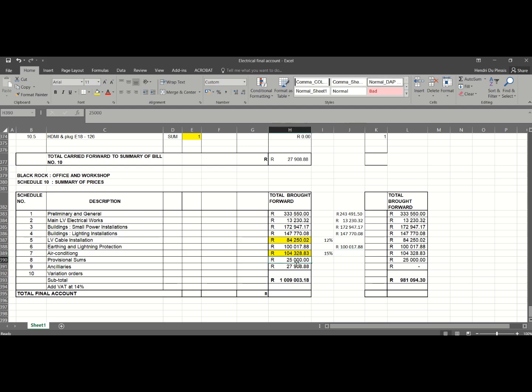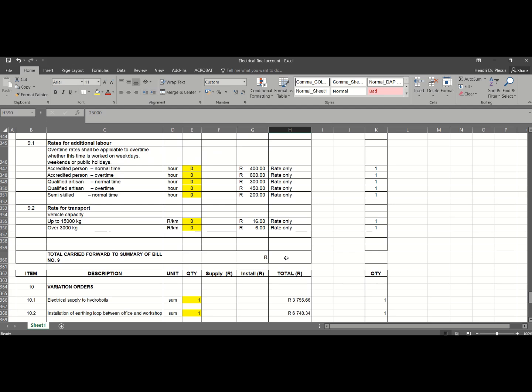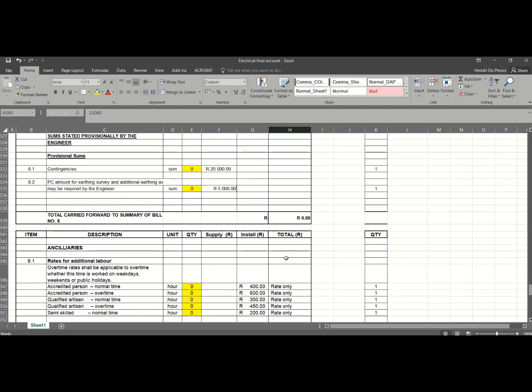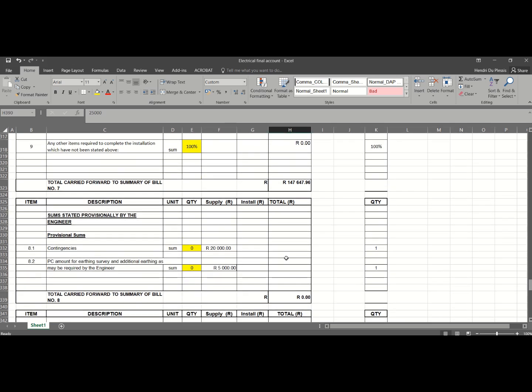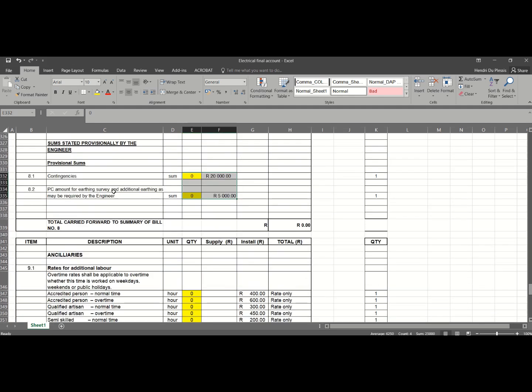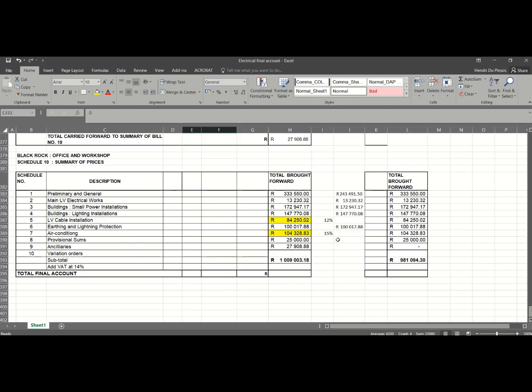The provisional sums, you have to go through the provisional sums to see what's included there. So let's just see what is stated provisionally. Okay, so it's contingencies and PC amount. Okay, so these items are not really applicable, so that was a place where the electrical engineer actually hid some of his costs for later use. Okay, so I'm going to exclude that, so that's excluded.